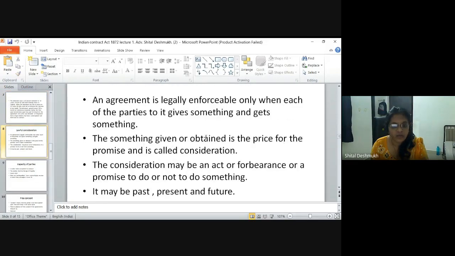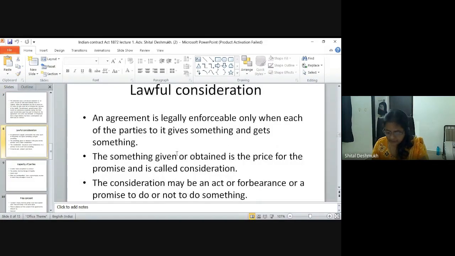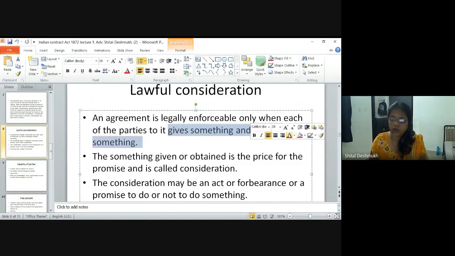Then we have lawful consideration. The third essential element of a valid contract is the presence of consideration. Consideration has generally been defined as the price paid by one party for the promise of the other. It means an agreement is legally enforceable when each party to it gives something and gets something. Give something and get something is the meaning of consideration. When two parties enter into a contract, say between A and B, they give something.